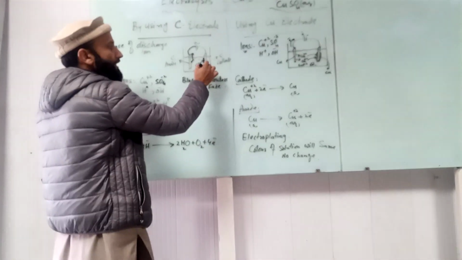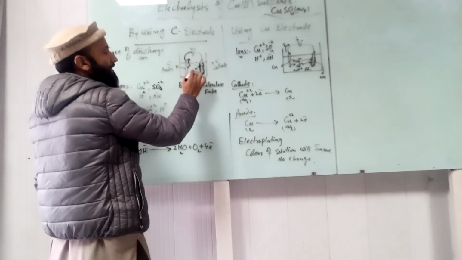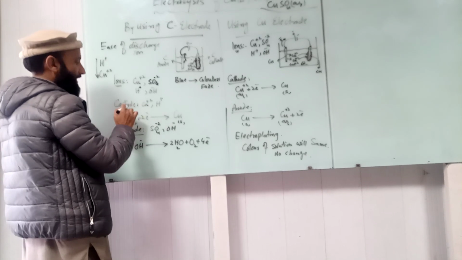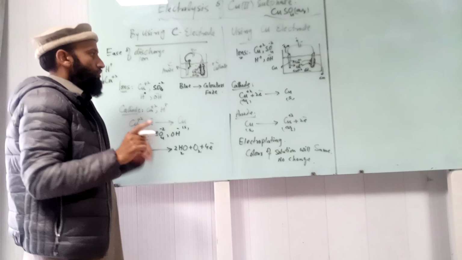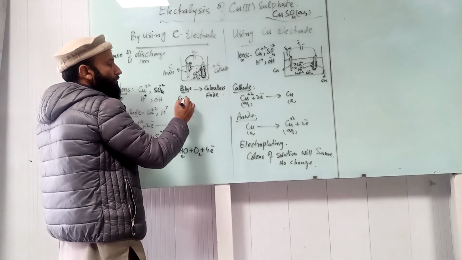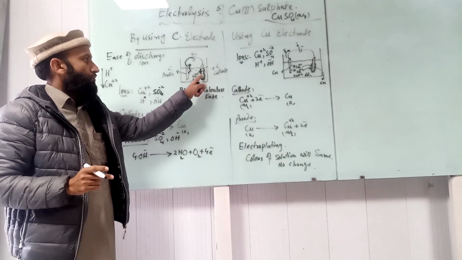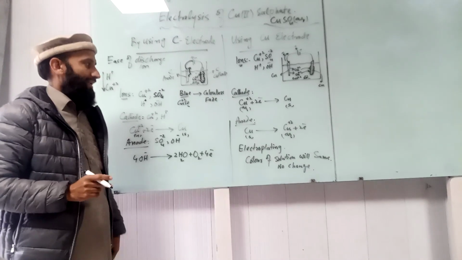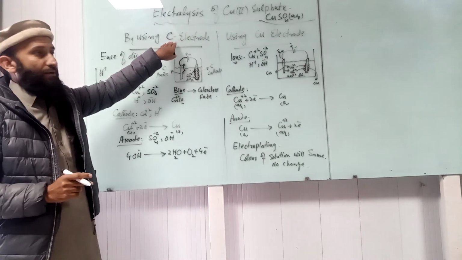So the size of this cathode will be increasing. This cathode size will get increased, and from the solution the copper will move towards the cathode and be deposited there. Now here one observation you will observe: the color of this copper 2 sulfate is blue. So when the copper comes from the solution and is deposited here, the color of the solution will fade away and it will become colorless. So this is all about electrolysis of copper 2 sulfate by using carbon electrode.